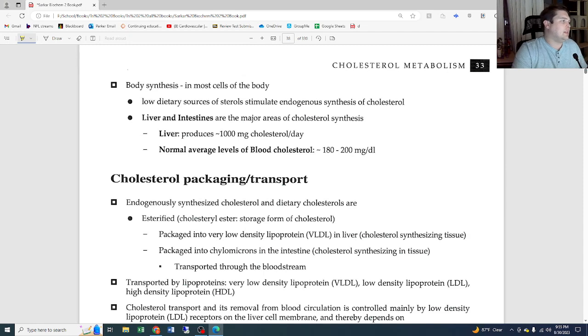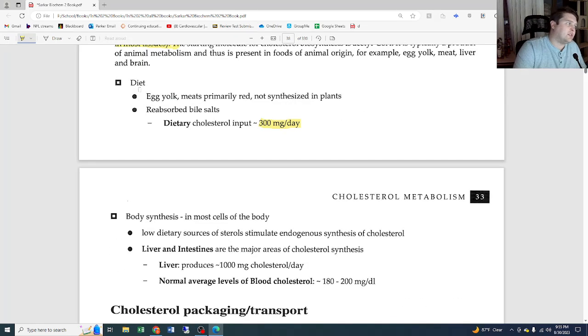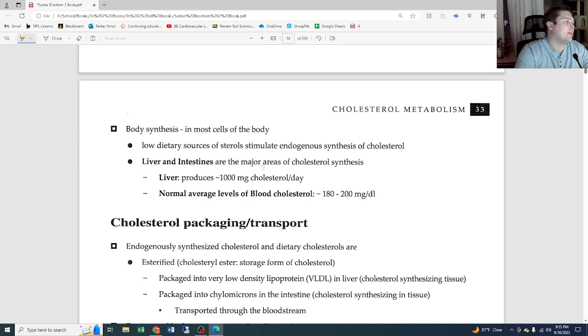Okay, so then body synthesis in most cells of the body. That's from the diet. We also have the synthesizing of it. Low dietary sources of sterols stimulate endogenous synthesis of cholesterol. The liver and intestines are the major areas of cholesterol synthesis. The liver is going to produce about 1,000 milligrams of cholesterol per day, and the normal or average blood level of cholesterol is 180 to 200 milligrams per deciliter. This always bugs me. This should be a capital L. Deciliter. There.